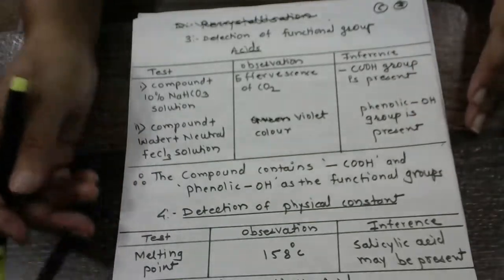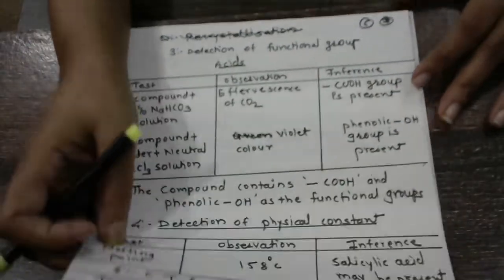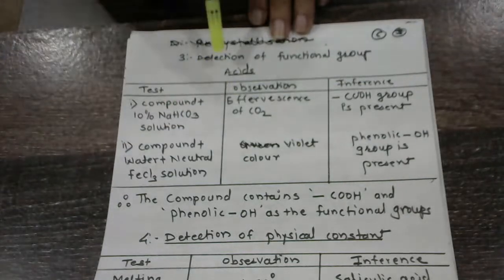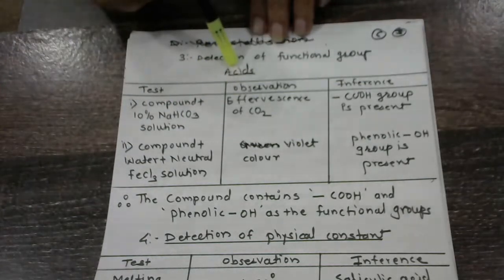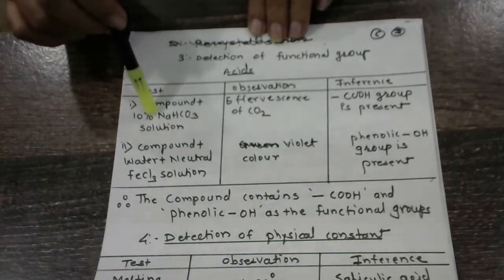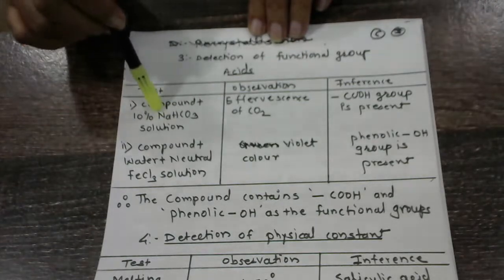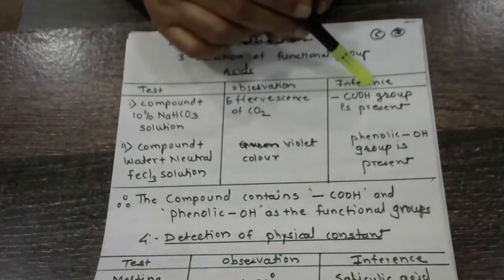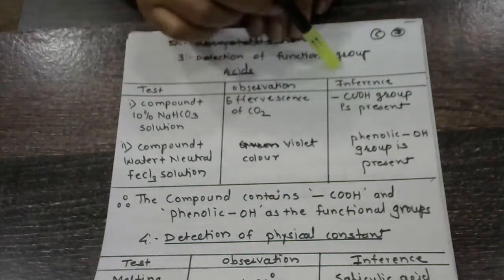Now the next step is detection of functional group. As we detected the type as acid, hence we go to detection of functional group for acid. For that we take the compound and add 10% NaOH solution. We get effervescence of CO2, which confirms the COOH group is present. The -COOH group is present.